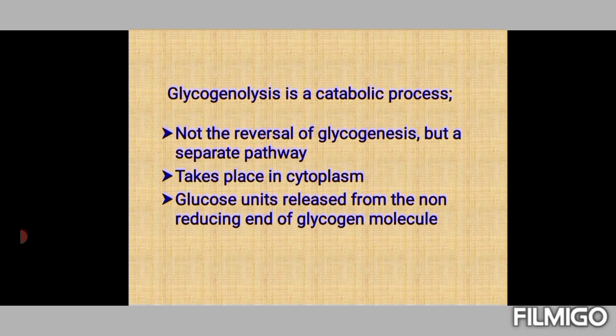For example, fatty acid synthesis is not the reversal of fatty acid breakdown. This takes place in the cytoplasm, and glucose is released from the non-reducing end of glycogen. So you have to note here, non-reducing end, that we have already discussed. There are certain positions in the glycogen structure where we can see non-reducing ends. So the enzymes actually start to attack from the non-reducing ends of glycogen.